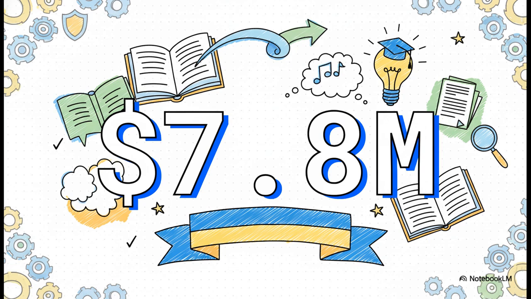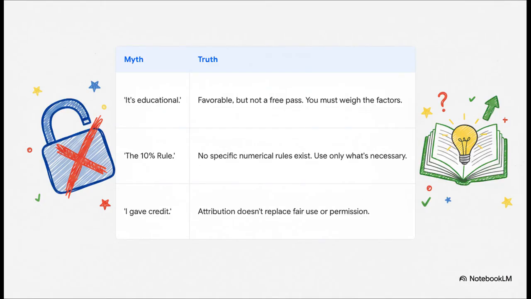A school district had to pay a $7.8 million settlement because a principal and some teachers were systematically making illegal copies of study guides. So yeah, this isn't just abstract legal theory. The consequences for getting this wrong can be huge. All right, it is time for some major myth-busting. First, it's for education, so it's okay. Nope. Using something for education definitely helps your case for fair use, but it is not a magic wand. You still have to weigh those 4 factors.